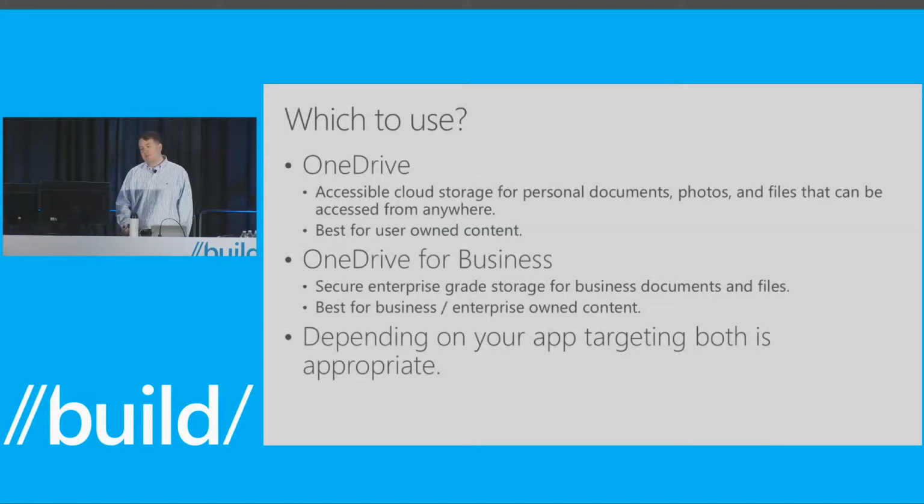And then, of course, which OneDrive should you be using? If you're on the personal side, OneDrive for Personal or OneDrive Consumer is the right tool for you to be using. It's really optimized around documents, photos, and files that can be accessed from anywhere, and it's really designed for content that you personally own. And then OneDrive for Business is really a great solution for files that are owned by the enterprise. So if you're in a work context or you're developing an app for a work context, really integrating with OneDrive for Business is the obvious choice.